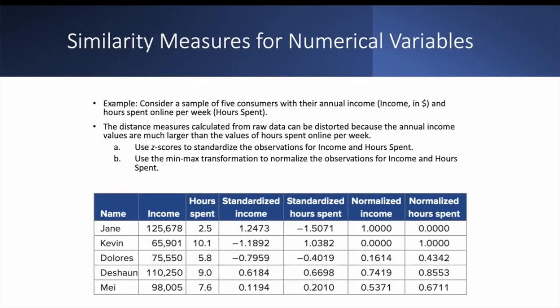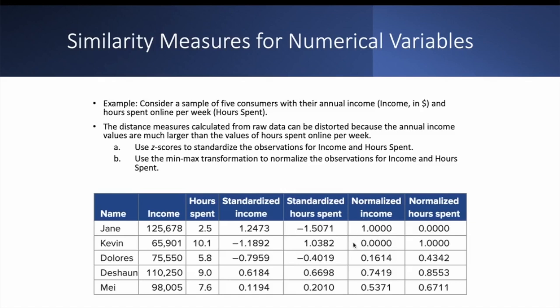This is an example. You have the income and the hours spent, and we found the standardized value for both, the z value for the income and the z value for the hours spent. Also, we found the normalized income and normalized hours spent. For example, if you look at Jane's here, the standardized income is 1.247. So it's 1.247 standard deviations above the average income for all of the customers in this sample. However, Kevin's is negative, it's 1.189 standard deviations below the average income.